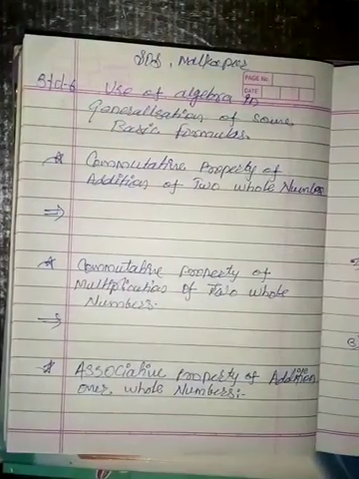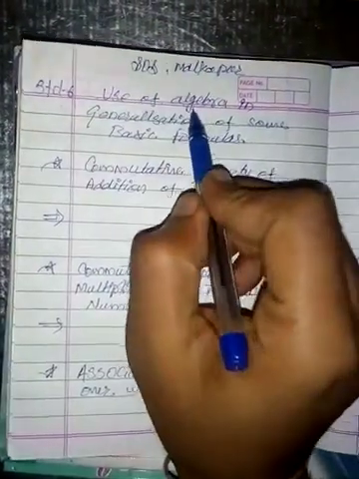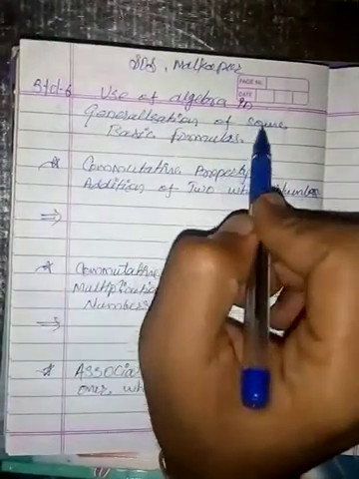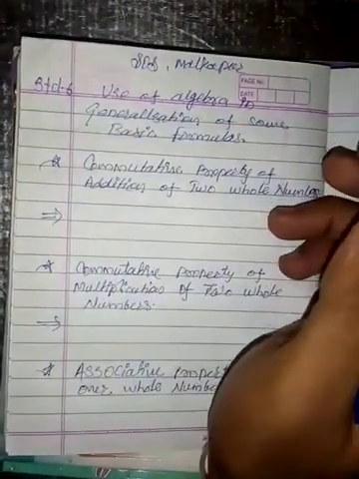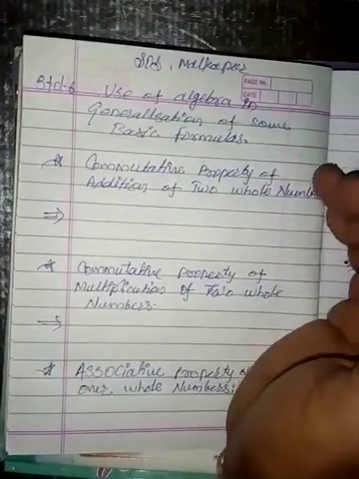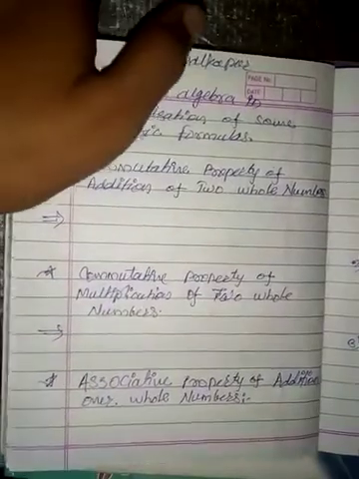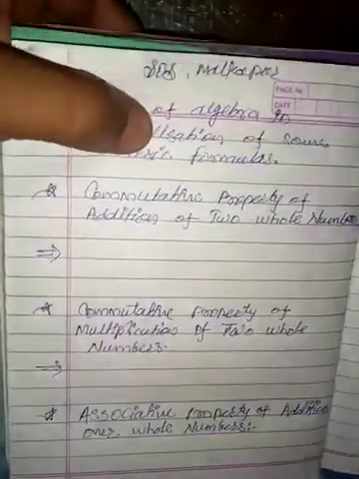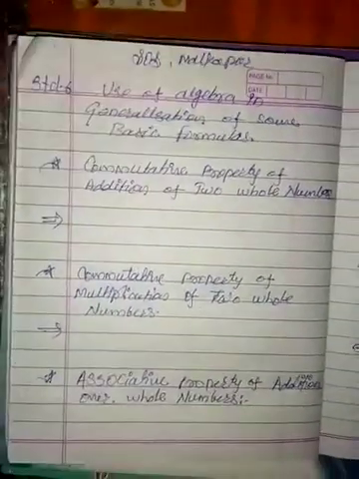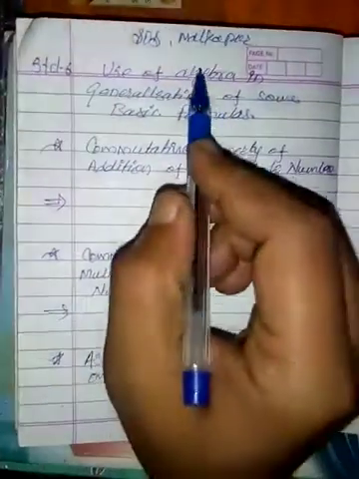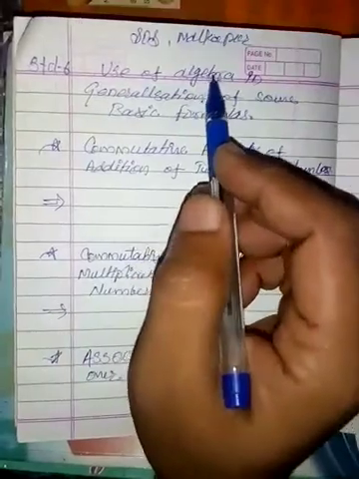Today we are going to study the use of algebra in generalization of some basic formulas. Whenever we have to generalize some basic formula, we need to take help of algebra. All formulas we can generalize with the help of algebra. In algebra, we are studying the unknown numbers.